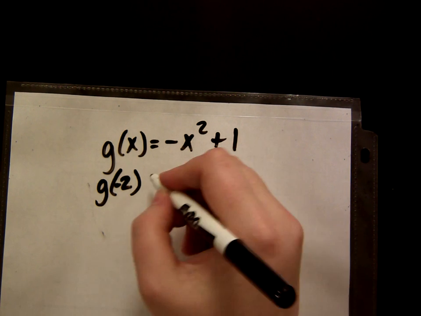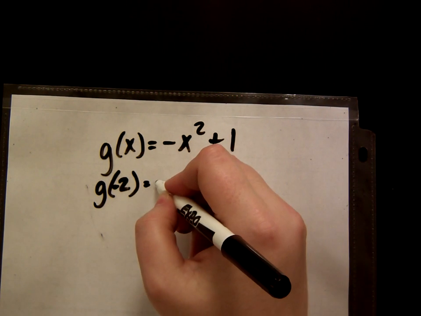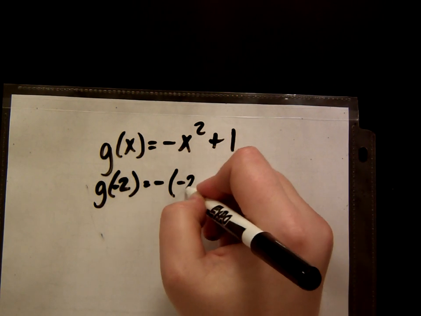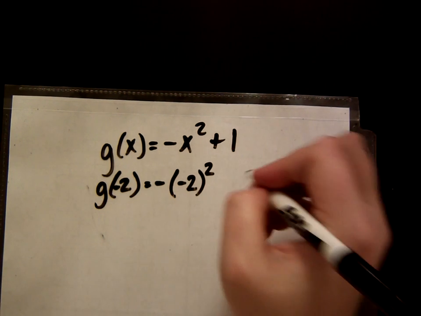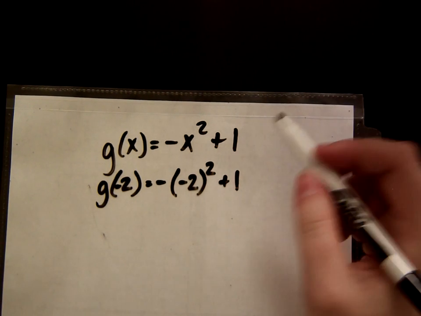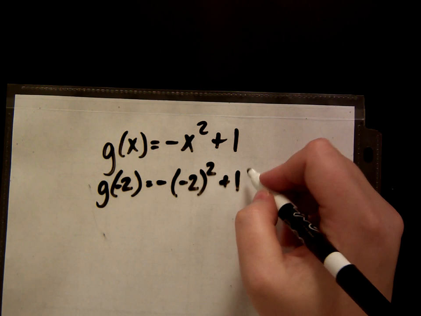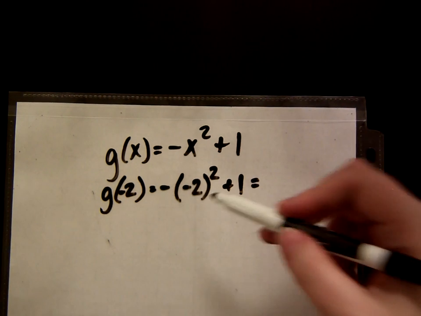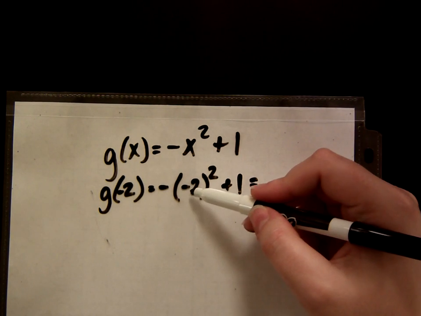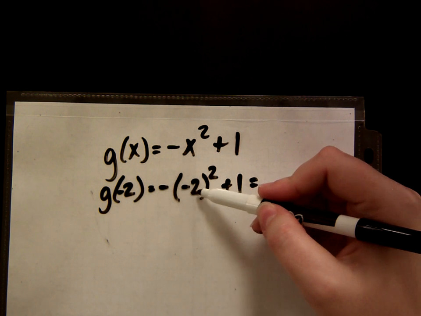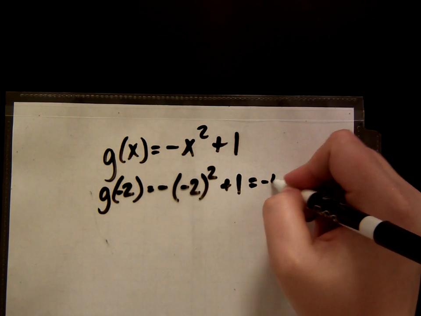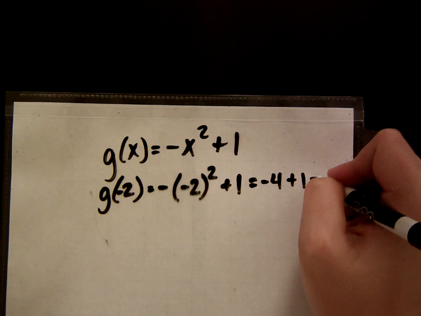One thing you need to be careful of is this. You have to put parentheses around what you plug in. The reason is this. When I do put parentheses around it, let's start there. Negative 2 squared is positive 4. Make it negative, I get negative 4 plus 1, which means I have negative 3.